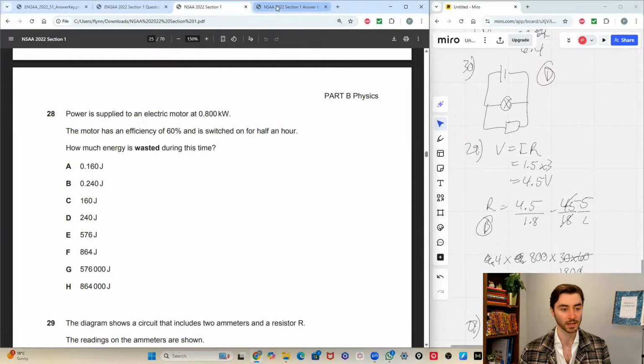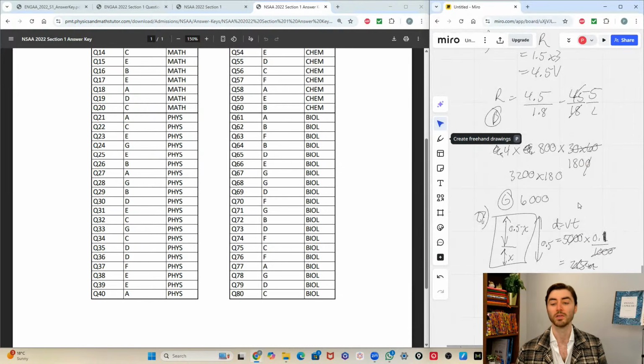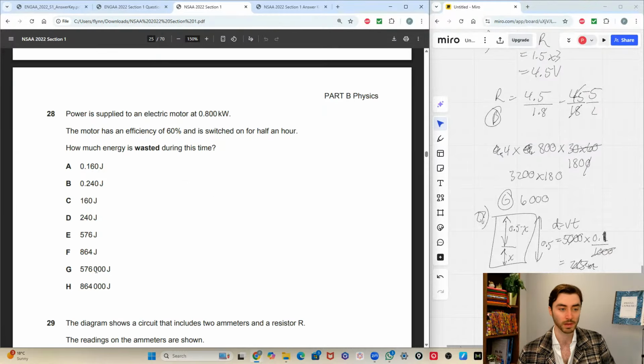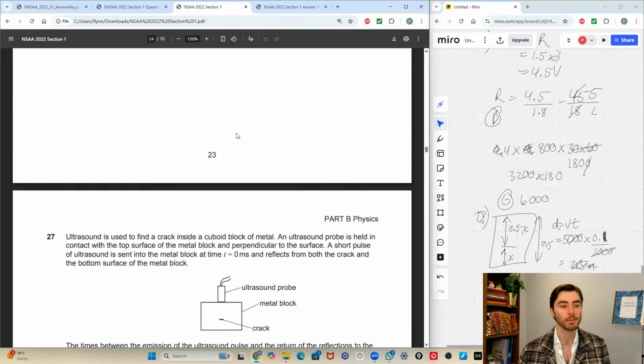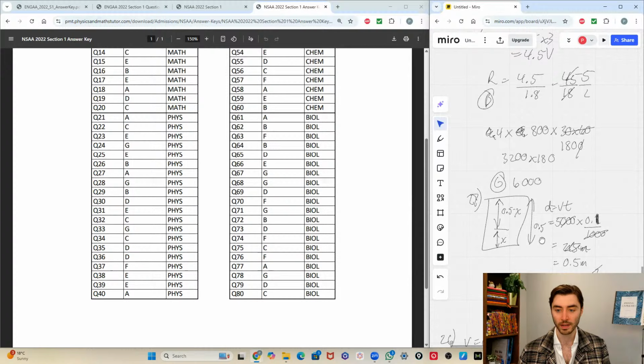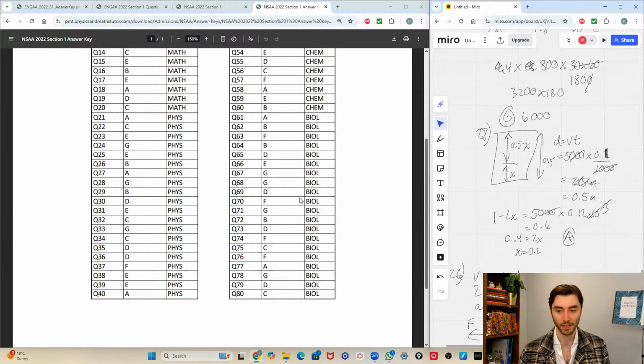So 28 was G. Yes. You'll notice I didn't calculate it the whole way through, because who could be bothered? I knew the zeros. I knew the next non-zero digit would be 6, and the only answer it could be was G. So I went with it, and it worked. This I messed up initially. 27A. Yep, got that right.